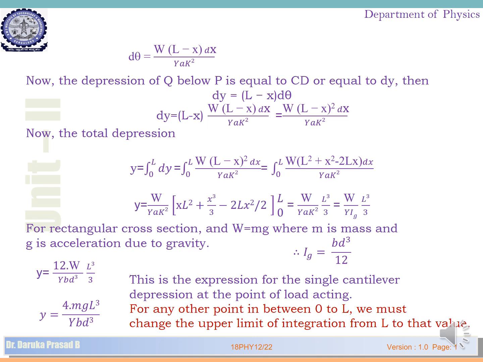If you know the depression experimentally, then you can find the Young's modulus of a given material. For that you need to interchange the capital Y and small y positions. Or if you know the Young's modulus of a given material, then you can calculate the depression at different places, at the end where the load is applied. If you want to calculate the depression at any other point other than at L, then you must change the integration limits from 0 to L to the value of that point, for example exactly at the middle, where L becomes L by 2. Then you need to integrate separately and simplify to get the depression at any point on the single cantilever.